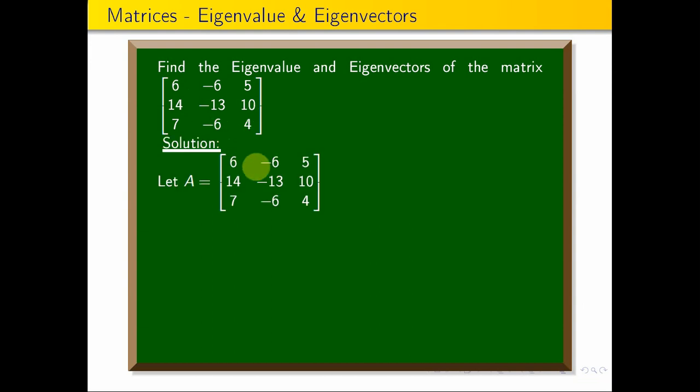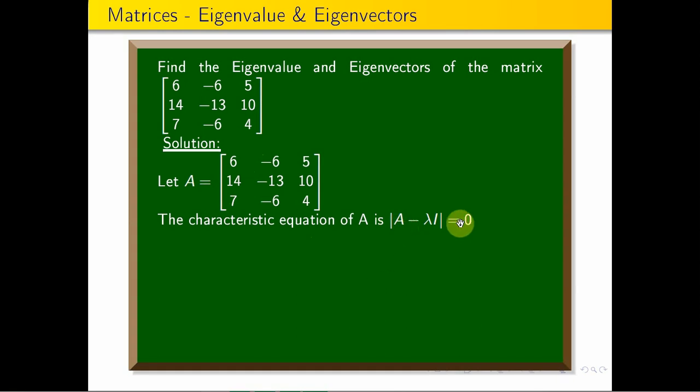Let the given matrix be A. We know that eigenvalues are nothing but the roots of the characteristic equation. So for this kind of problem, first we have to find the characteristic equation of the given matrix. The characteristic equation of A is given by determinant of A minus lambda I equal to 0. What is the meaning of this? Lambda I is a scalar matrix whose diagonal elements are lambda, which can be obtained by lambda times the unit matrix.